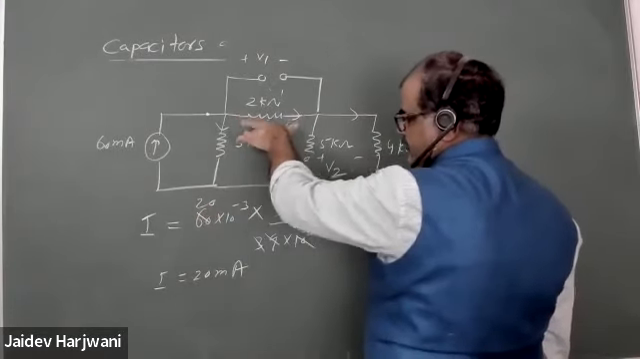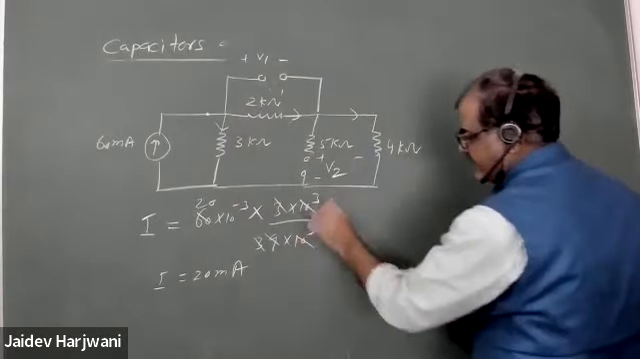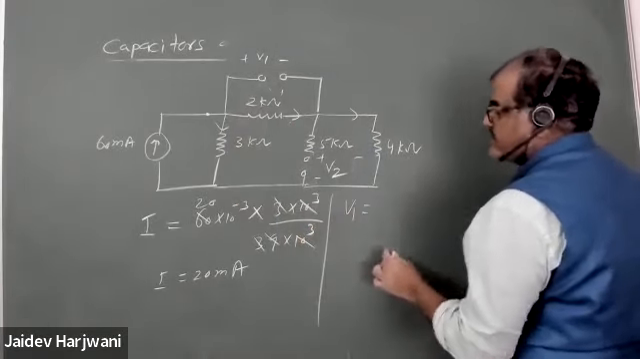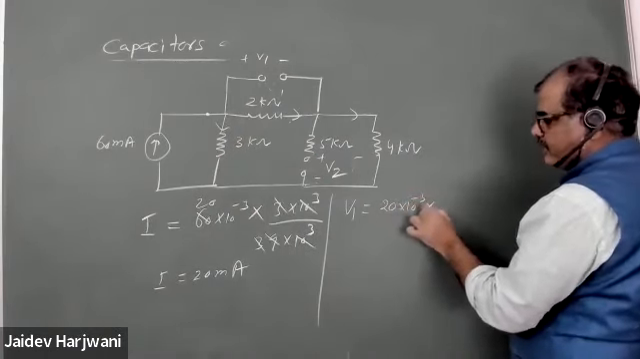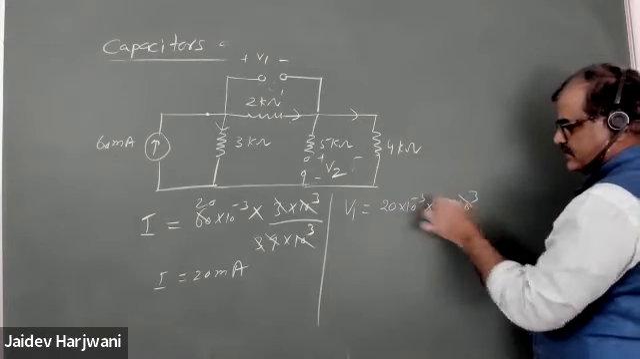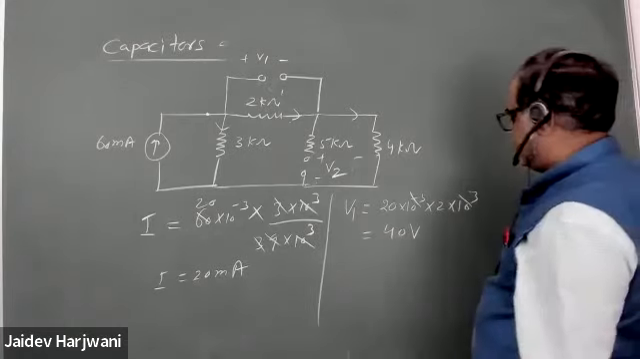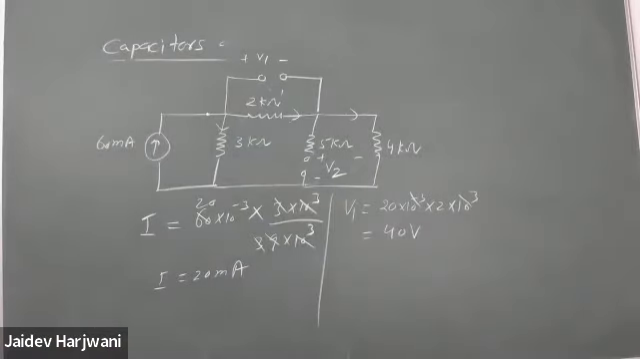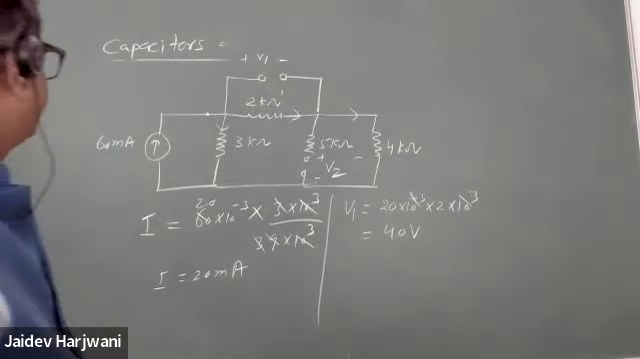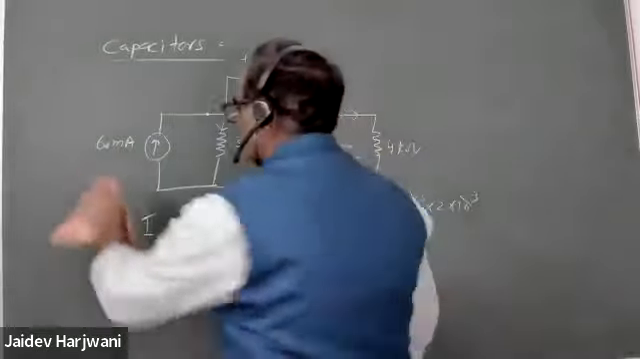Now I need this voltage. So 20 milliampere current is flowing here. That means this voltage V1 becomes, how much? I into R. So 20 milliampere into 2 kilo ohm. This cancels. So this becomes 40 volts. Okay. 40 volts or 4 volts? So 40 volts. Yes, question, sir.